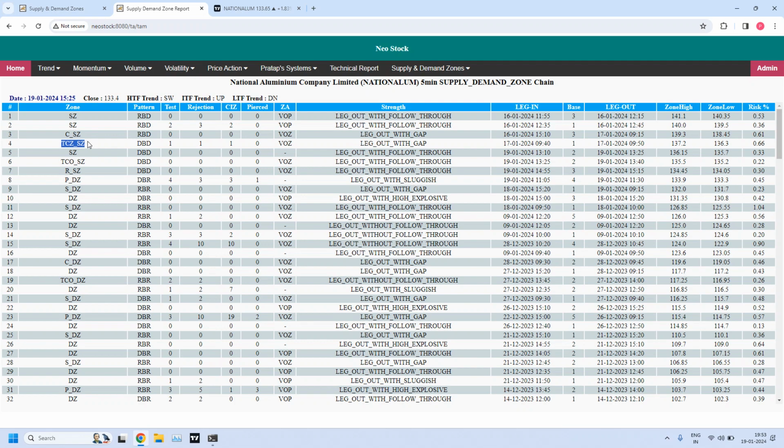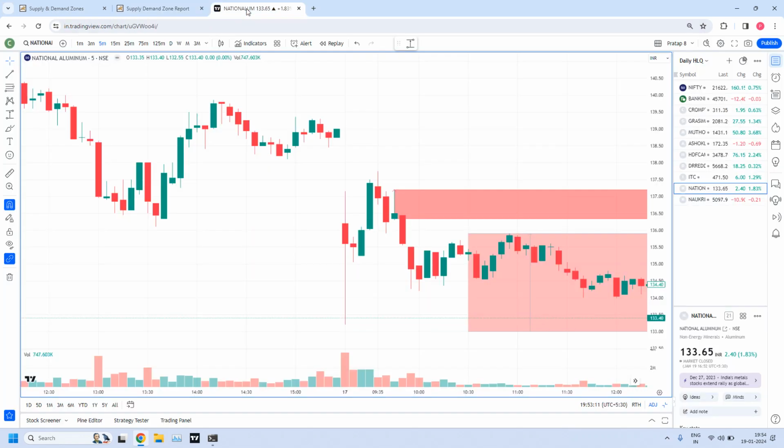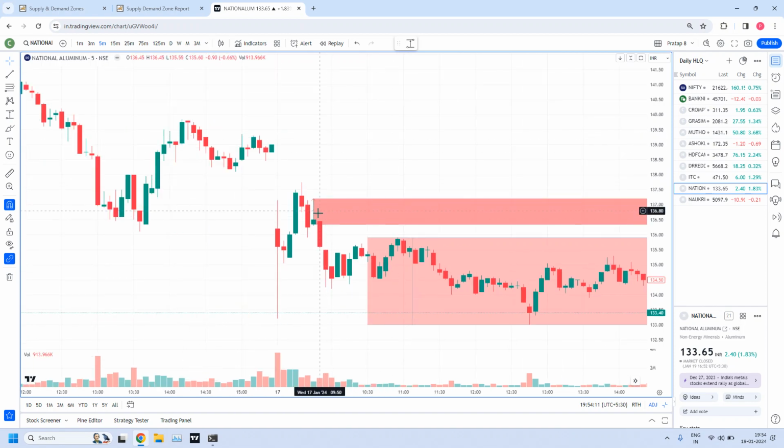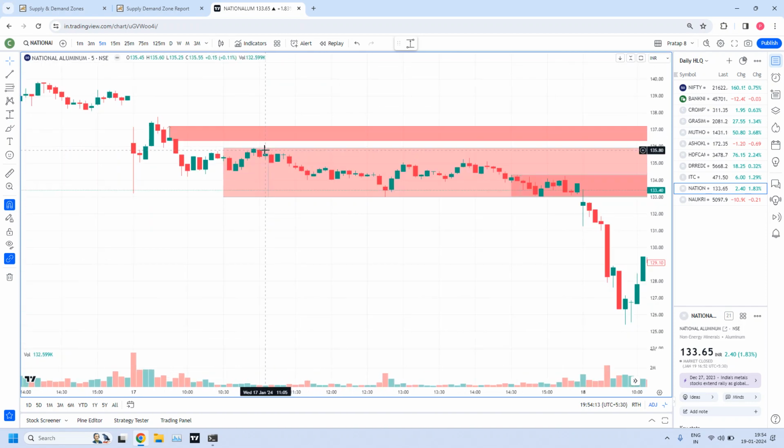Compared to the normal zone, this is a good zone. But compare it to S_DZ and R_SZ zones, this zone's priority is less. But even then, this is a high liquidity zone. Because this is a high liquidity zone, even though it is low priority, definitely there will be some order flow. It may not be very strong, but definitely some good order flow.